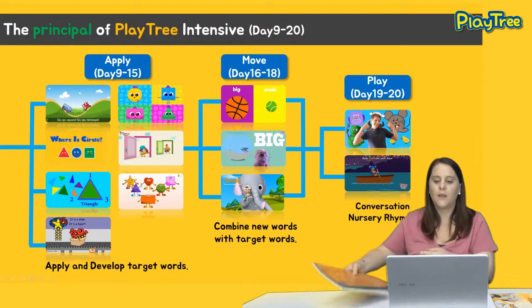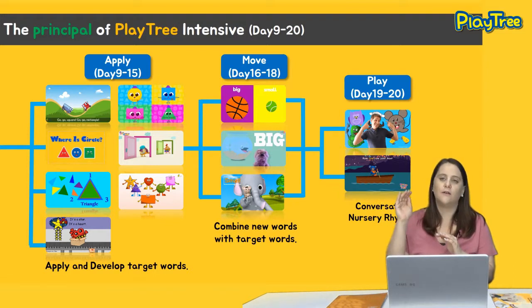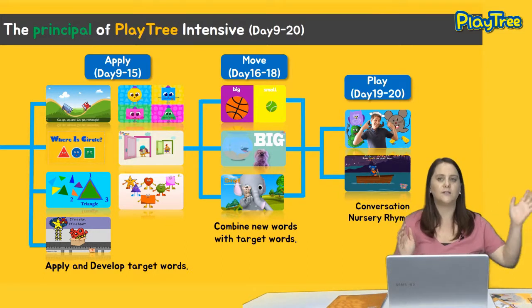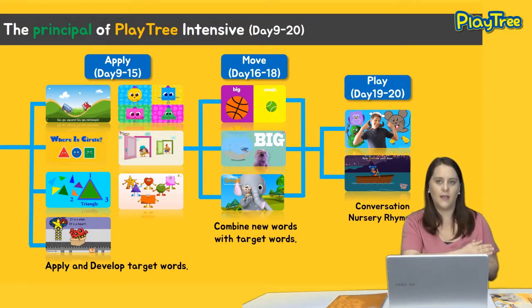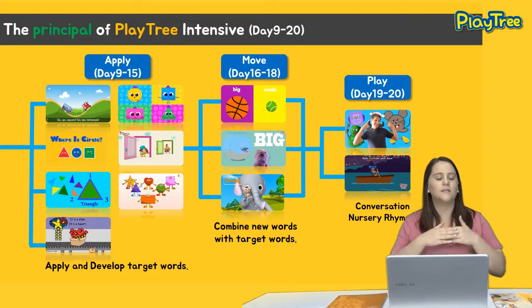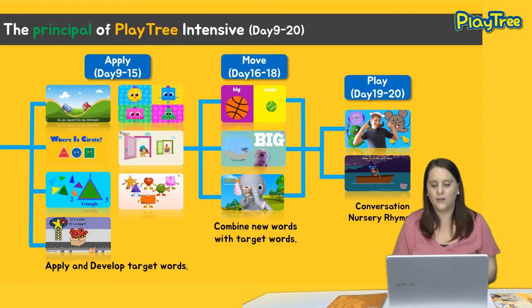Every lesson, again, has a chant. The chant is a little bit of a higher level chant compared to days 1 through 8. But just like days 1 through 8, it's related to the theme. And here the students are going to continue to develop the target words from the chants with a game, but they're also going to include a couple of extra things. So let's take a look at that.